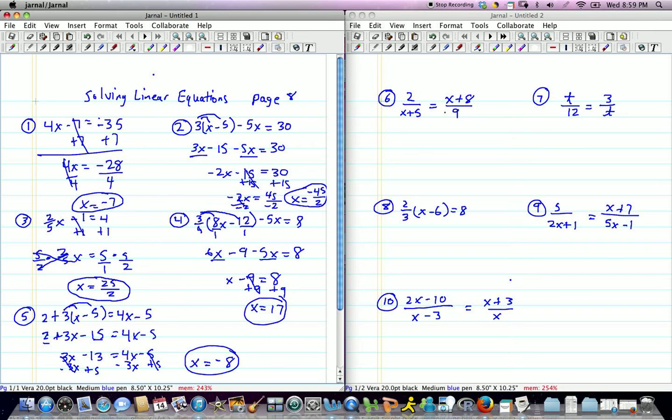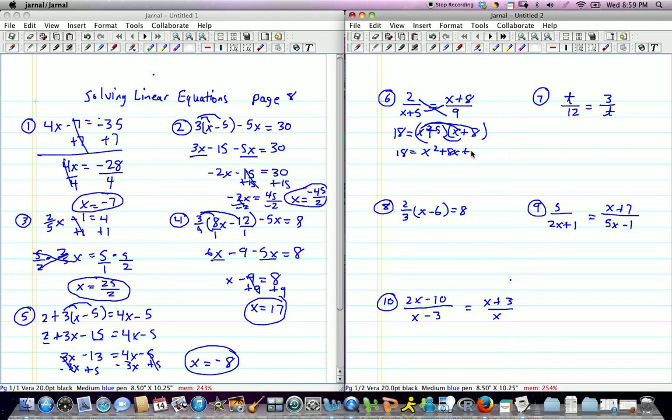Number 6, it's a proportion. See, you have 2 fractions equal to each other, so here's where you will cross multiply. There's an equal sign in between. You're allowed to cross multiply across the equal sign. So this is going to be 9 times 2, which is going to be 18, is equal to x squared, or x plus 5 times x plus 8. Now I have to FOIL over here using polynomial rules. So x times x is x squared, x times 8 is 8x, 5 times x, 5x, 5 times 8, 40.